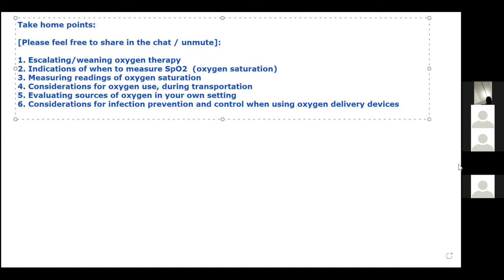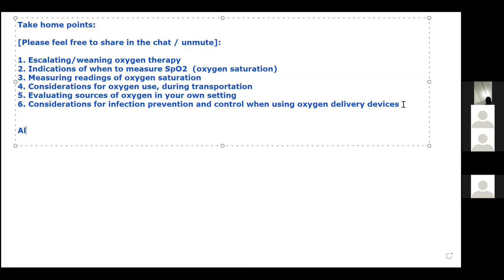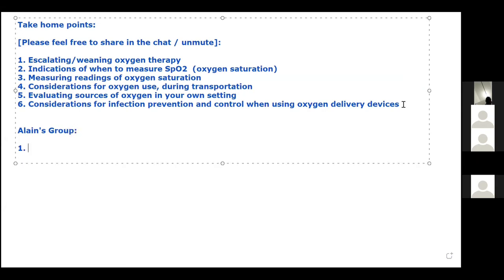So we can let the next group, Aaron, share their take-home points. Thank you. So on our side, we had a bit of an issue with communication. I think it was my mic, which was not working. But one of our participants helped us get some key points to go back. He insisted on how to use a pulse oximeter, and he was happy that now he's able to understand the tracing and waves, and their meaning.